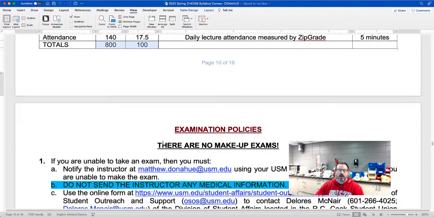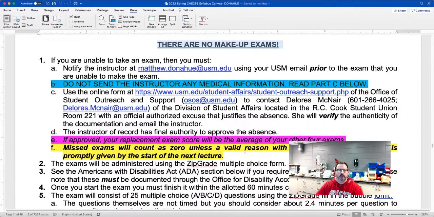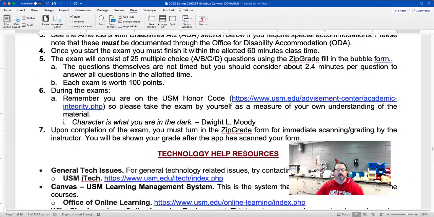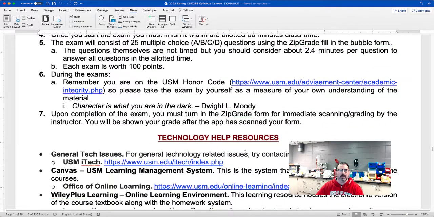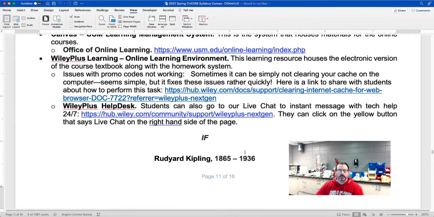The examination policies, I'll let you read that. Essentially, there are no makeup exams. You can read through this entire policy, which is pretty much the same as last semester. There's a tech resource if you need help.